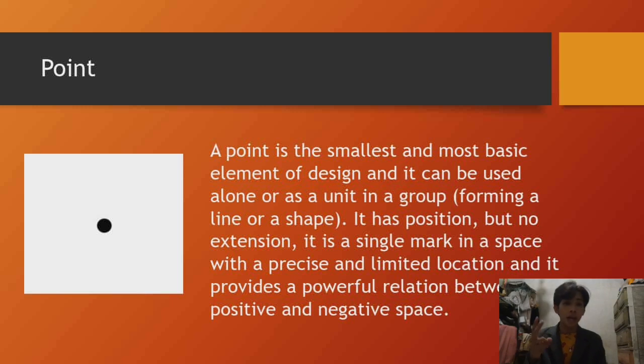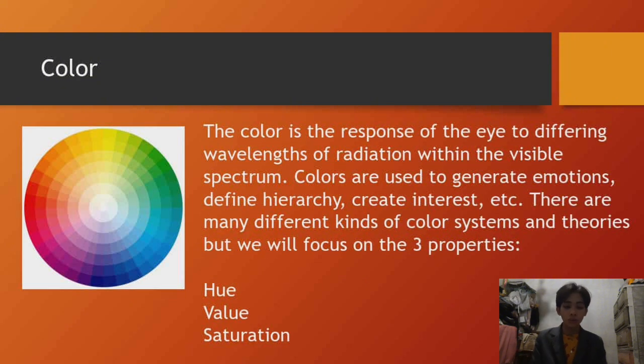So the next element of decorative design is the color. Color is the response of the eye to differing wavelengths of radiation within the visible spectrum. Colors are used to generate emotions, define hierarchy, create interest, and so on. There are many different kinds of color systems and theories, but we will focus on the three properties: the hue, the value, and saturation. Okay, here when we see color, we know what color is, right?